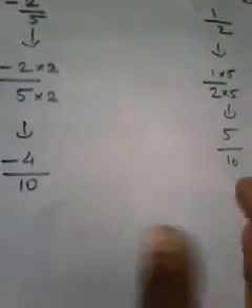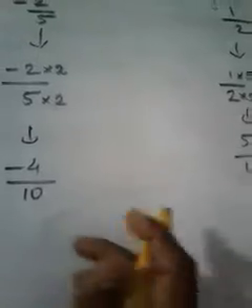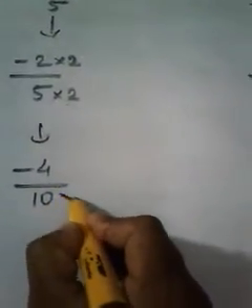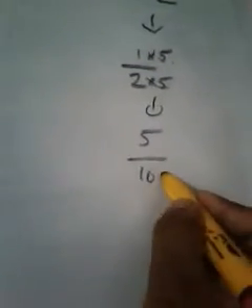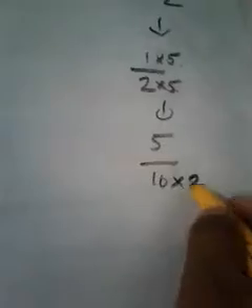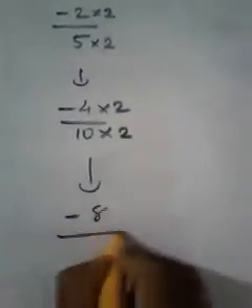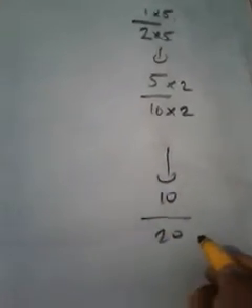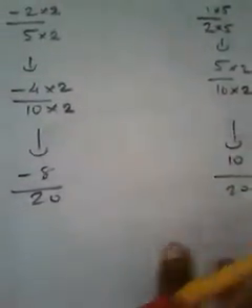Let me fix the multiple 20. I'm going to make both denominators 20. In order to make it 20, what do I have to do? I have to multiply here with 2. Here also with 2. Here I have to multiply with the same number 2. Then only I will get 20. So what will we get? Minus 8 by 20 and 10 by 20. Isn't it? Now also both denominators are same.